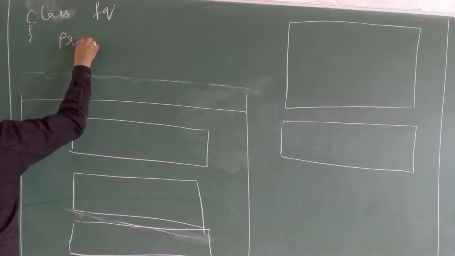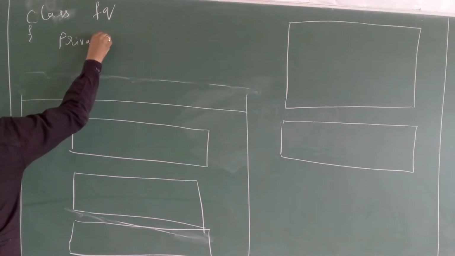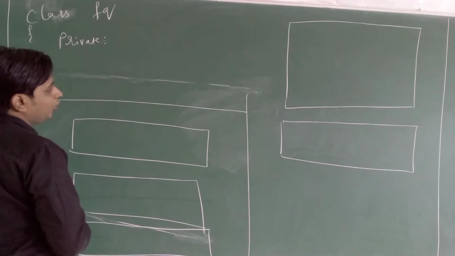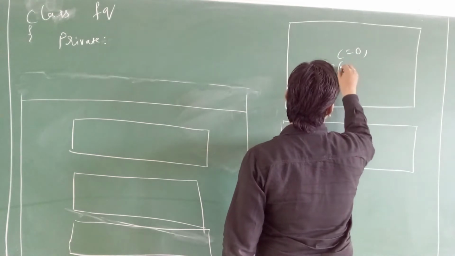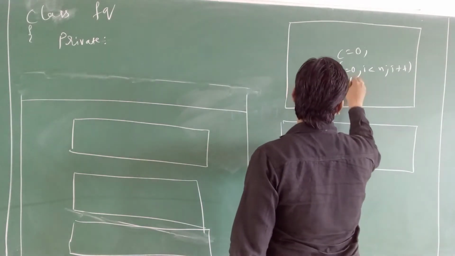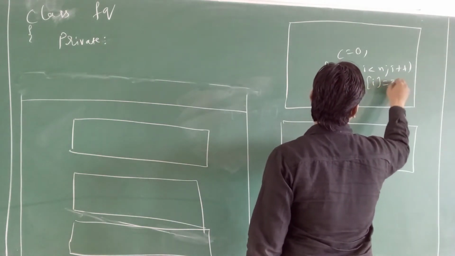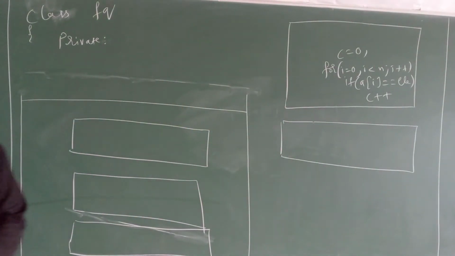Private data, what you have? Private: colon. So you know your logic. What is the logic for us? C equal to 0, for I equal to 0, I less than n, I plus plus. Then if A of I equal to element, then C plus plus. This was your logic yesterday, correct? Correct, all of you? That was the logic for us. C equal to 0, for I equal to 0, I less than n, I plus plus, if A of I equal to element, that is C plus plus.